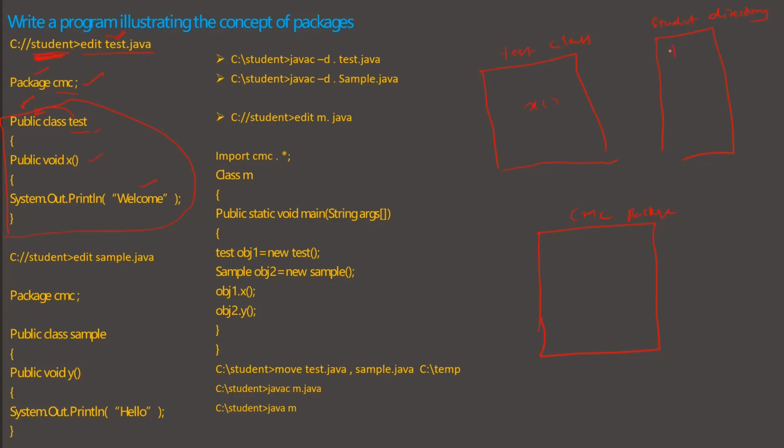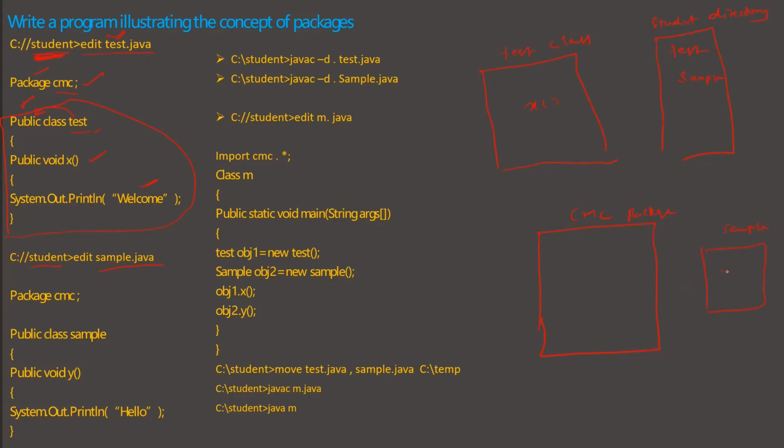So Test is present in the student directory. In this Test, I have declared one x method, and "welcome" is printed. Now in the same student directory, I'm going to create Sample.java using edit Sample.java. When I say Sample.java, a Sample file will be created like this.